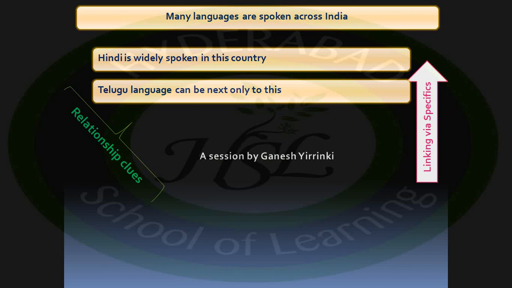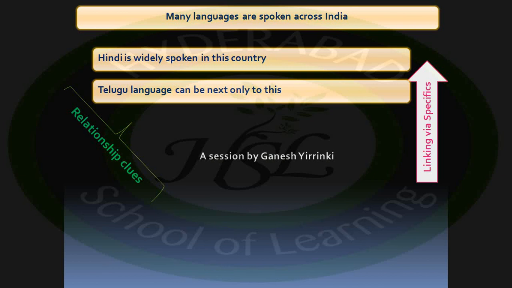So the first sentence is usually broad. Or you can take: Ganesh Yirrinki is a trainer. It's a broad, comprehensive statement. He is into language courses. So you are giving specific details about the broad sentence on top. And the Pearson Test of English is the language test that he is currently specialized in. So the third sentence can give more detail.